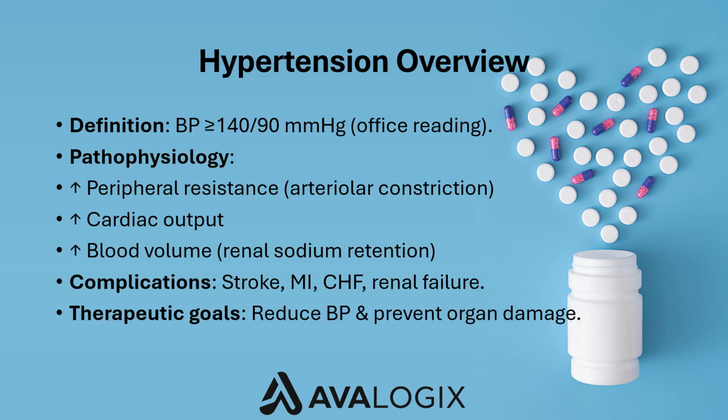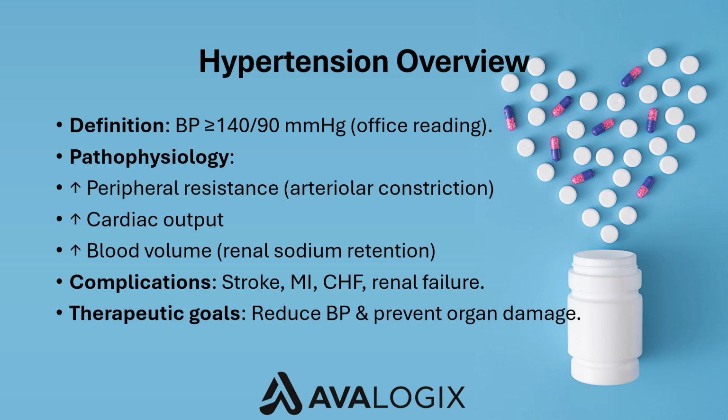Let's start with the big picture: hypertension. Clinically, we define it as a persistent office blood pressure of 140/90 millimeters of mercury or higher. But it's more than just a number. The pathophysiology involves three main levers: peripheral resistance, cardiac output, and blood volume.